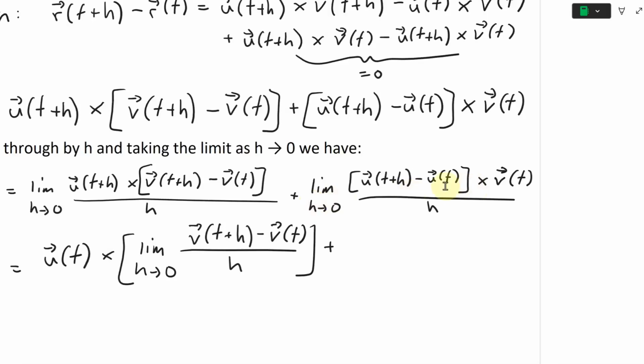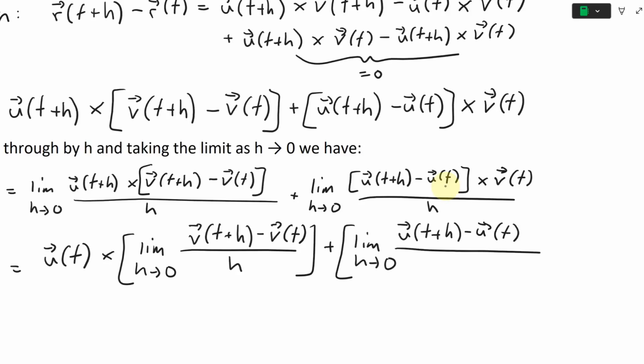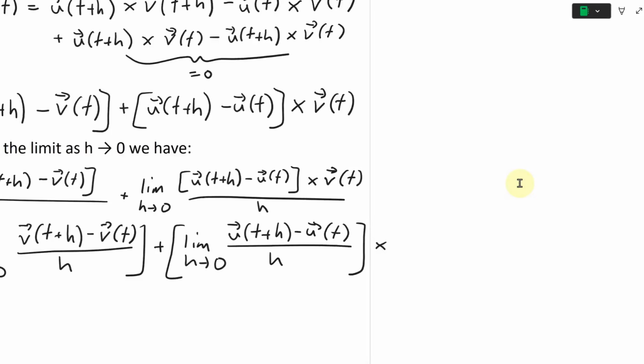And then this is going to be plus. Now same thing with this side here. We're going to get a limit as h approaches 0 of u of t plus h minus u of t, then all divided by h. And then let's put it here. Now we cross with, and then we just take this limit inside this one. This one doesn't even have an h there, so we could just leave it like that. This is v of t, like that.